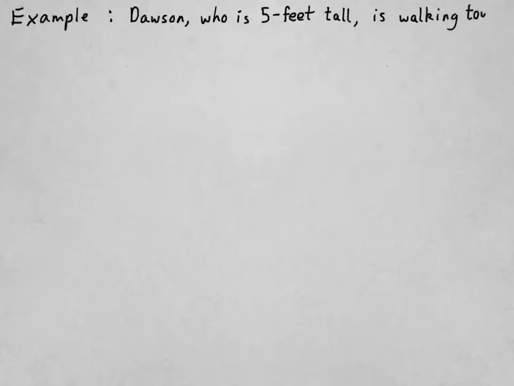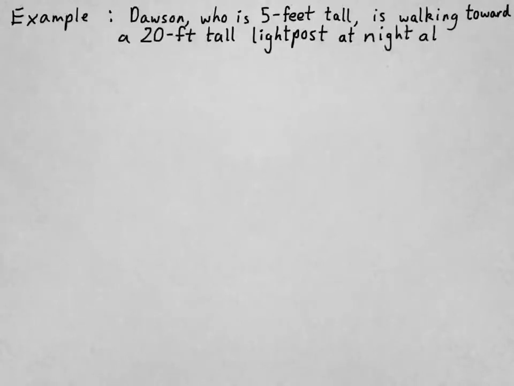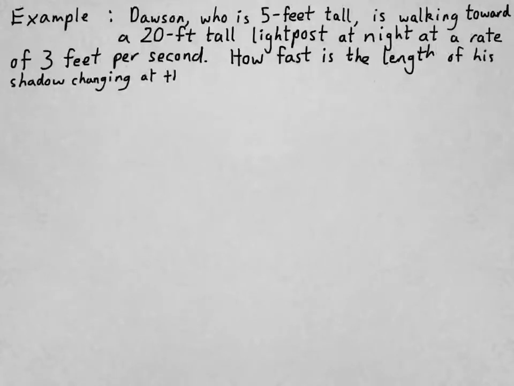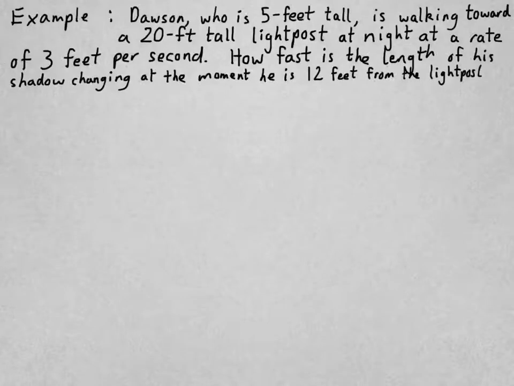So here's our example. Dawson, who is 5 feet tall, is walking toward a 20-foot tall light post at night at a rate of 3 feet per second. How fast is the length of his shadow changing at the moment he is 12 feet from the light post?